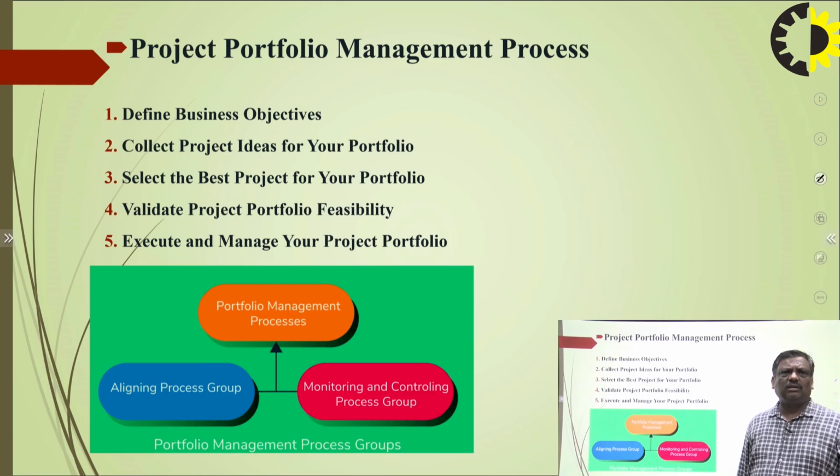What type of process applies in PPM? At first, the organization defines the business objective, then collects the ideas for the portfolios, then selects the best of them, whichever type of project we have, then validates whether the portfolio is feasible or not, then executes the portfolio. So the portfolio management process has an alignment process group and a monitoring and control process group.